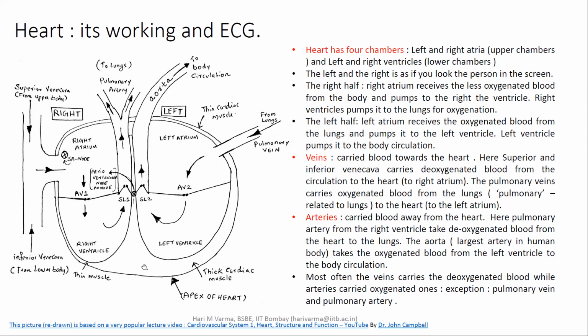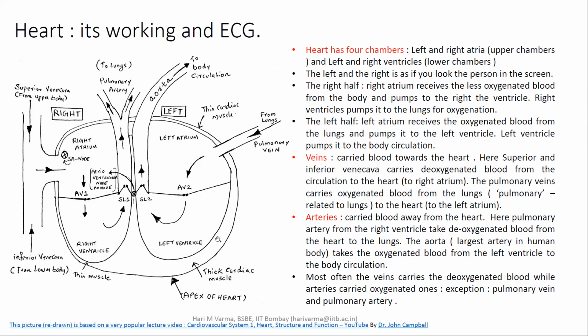Then there are veins, from the veins through the inferior and superior vena cava, and then it reaches the atrium, from atrium to ventricle, and ventricle to pulmonary artery to the lungs, and from the lungs to the pulmonary vein, and from the pulmonary vein to the left atrium, and so on. So this keeps on continuing, right? So this is how it works.